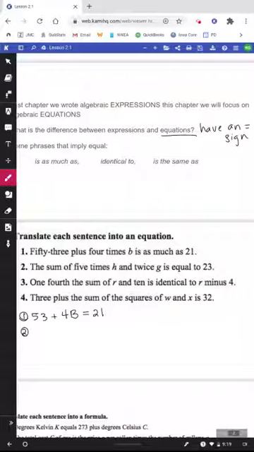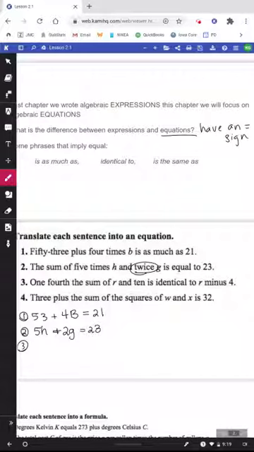Number 2, the sum of 5 times h and twice g is equal to 23. So I know that it's saying sum, so I'm going to put a plus here, and it's the sum of two things. 5 times h goes first, and twice means 2 times, so 2 times g second is equal to 23.